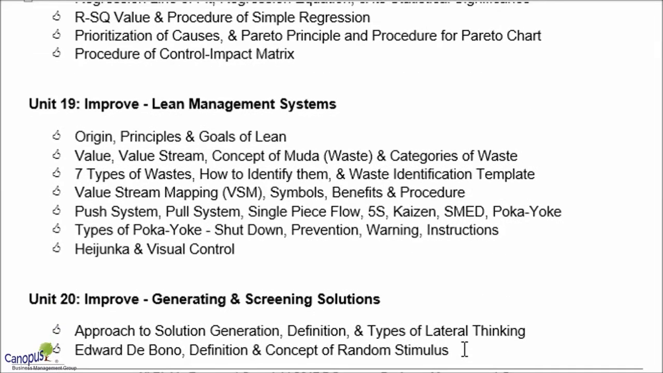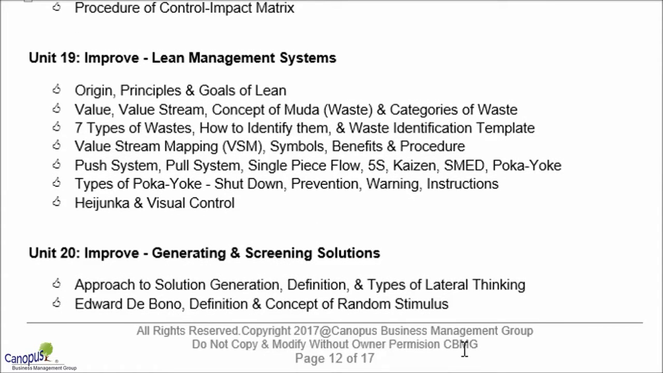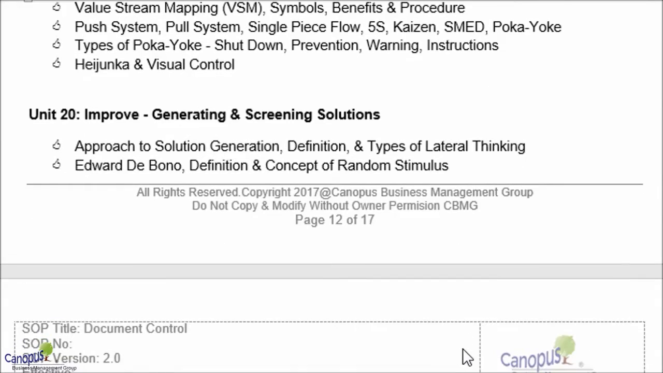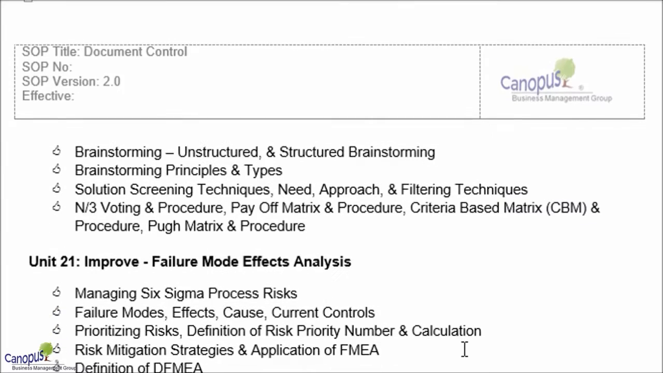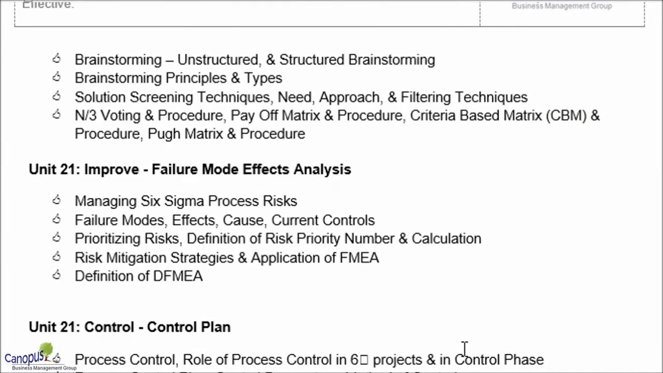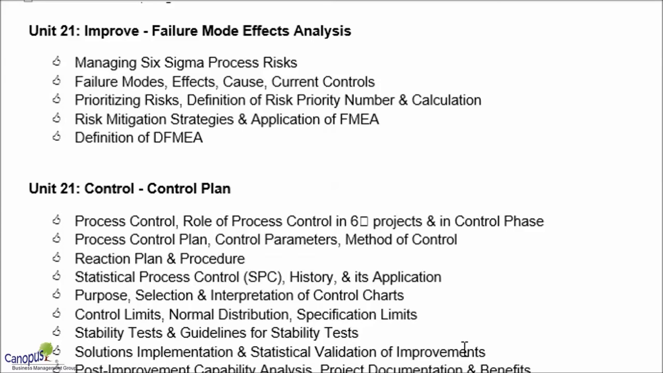Correlation and regression, we talk about what is the concept and how do we apply it in linear and multiple regression. Lean, we talk about a variety of tools involved in lean such as MUDA, we're talking about pull system, we're talking about single piece flow and all that stuff. Generating solutions, we're talking about brainstorming techniques and also tools which are used in prioritizing or filtering the solutions. FMEA we cover in greater detail. And finally we go to control plan, where we talk about what is statistical process control and how do you establish control measures in your process on an ongoing basis.